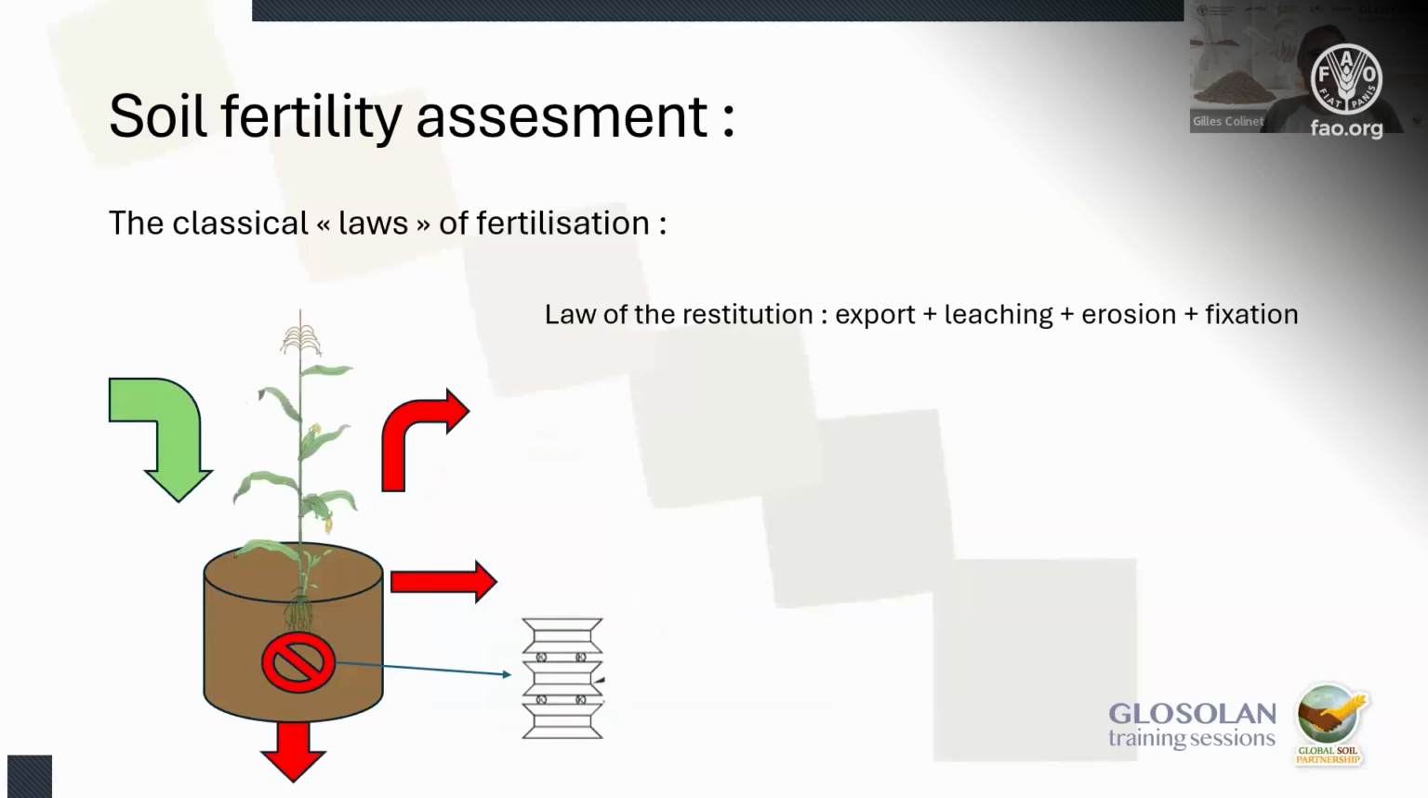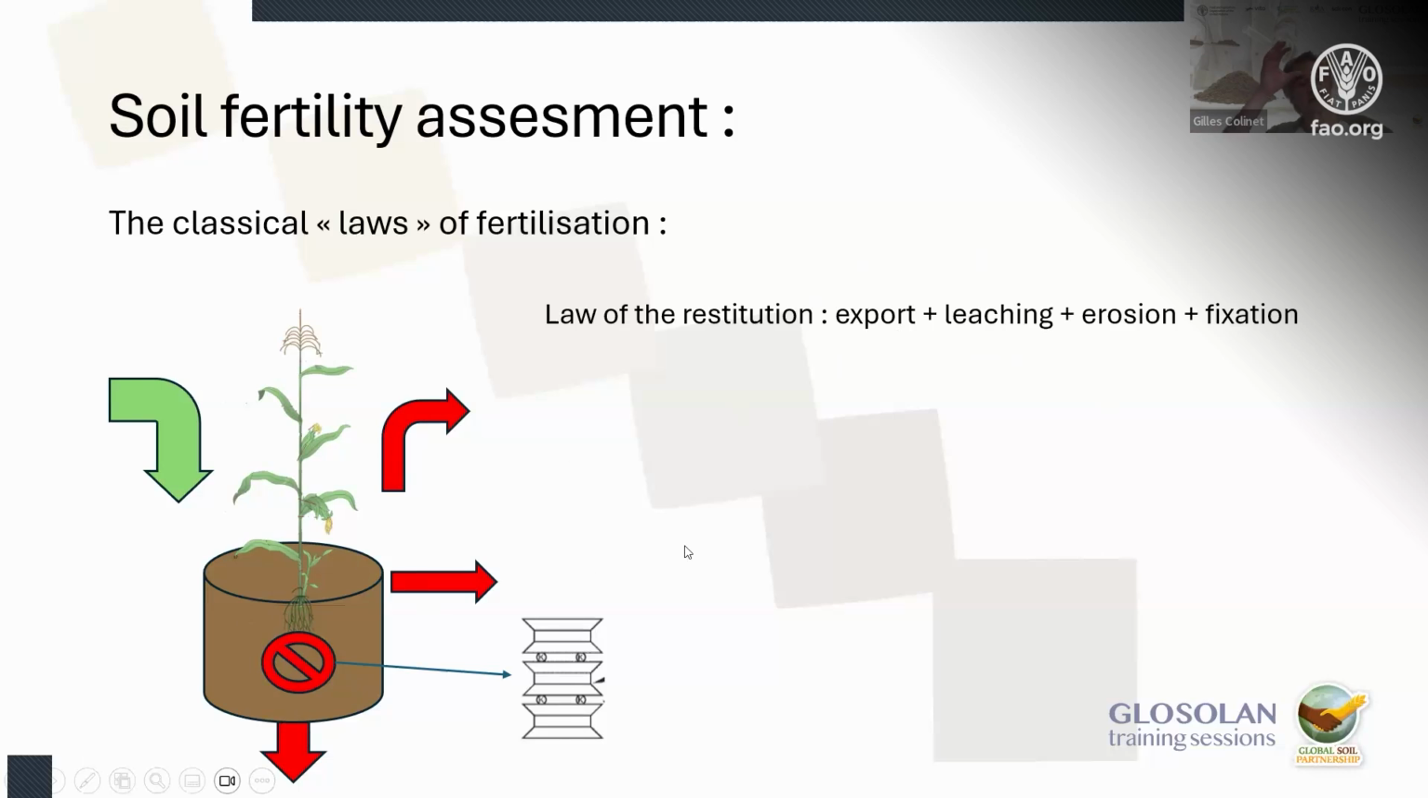The third law in the fertilization is called the law of restitution. So it means that when you make an assessment, what you put into the soil-plant system should compensate the fluxes out of the system. And so you must compensate the export by the plant. You must compensate the leaching out of the soil. You must compensate eventually the erosion.